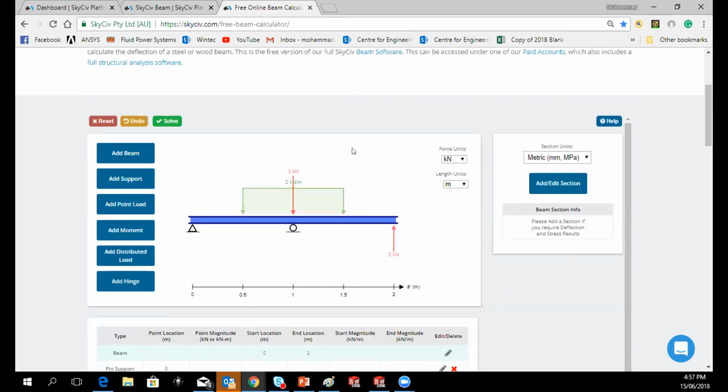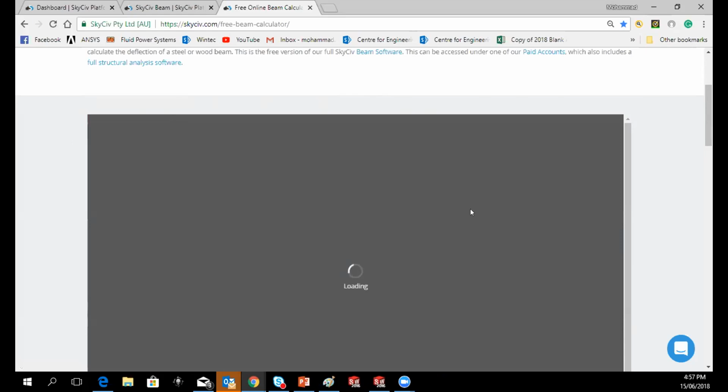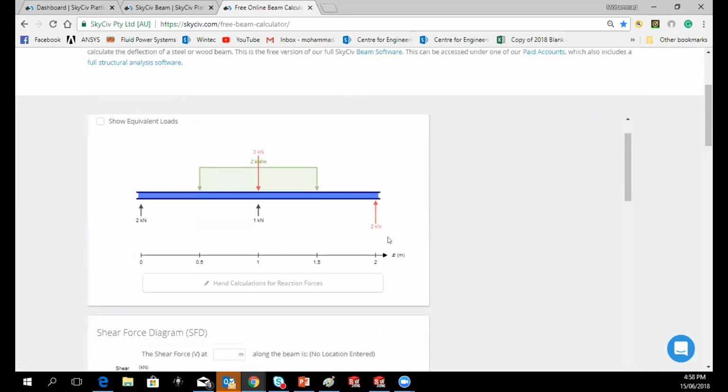Very easy, this software. Why I'm teaching you this, guys, is because this software is saving you from this. You can design anything in this software application, and then you can compare. I recommend you solve it on your own, and as soon as you click solve, this software will find the support reaction forces, and then you can compare your results.